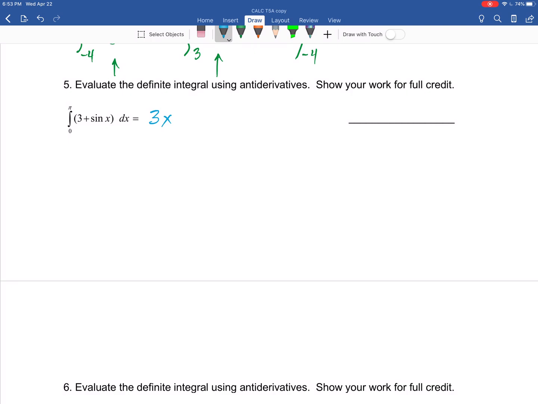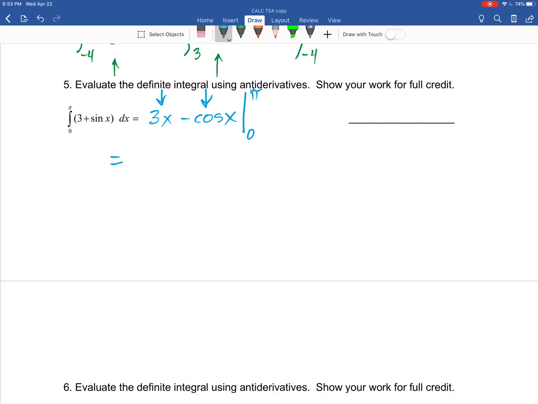Antiderivative of positive sine of x, it's going to be negative cosine of x. Again, how do you test it? The derivative of 3x, just 3. The derivative of negative cosine of x, positive sine of x. Straight evaluation bar, 0 to pi.